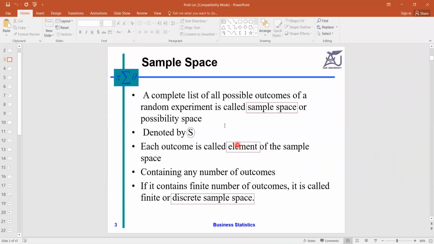In this video, we will discuss the sample space. What is it? Basically, the sample space is very simple. Let us start with a practical life example.